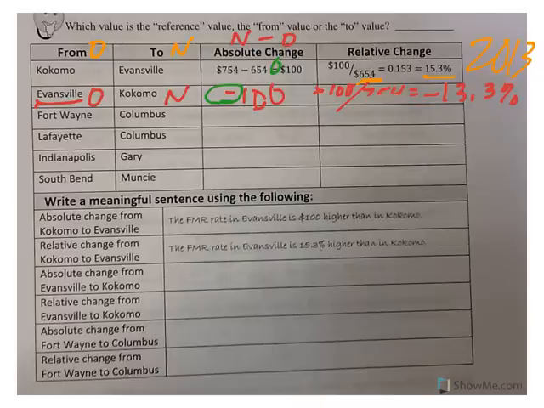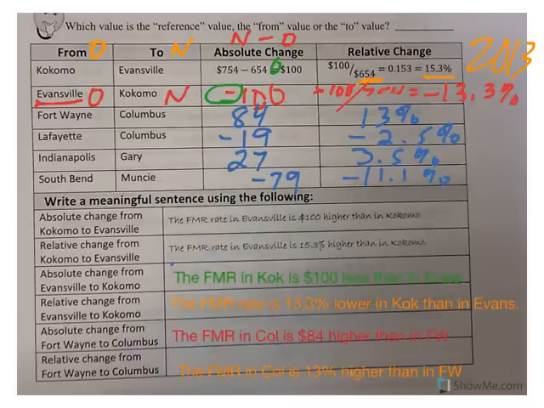So I'd like you to go ahead and hit pause, finish this table, and write your sentences in terms of what they're asking for down at the bottom. And then come back and check your answers. All right, so you can see my sentences as well as my statements. Let me know if those make sense.